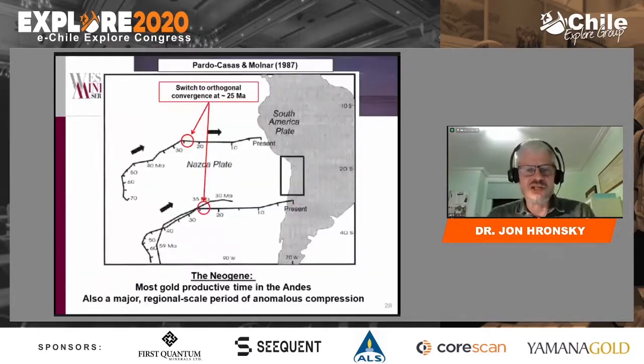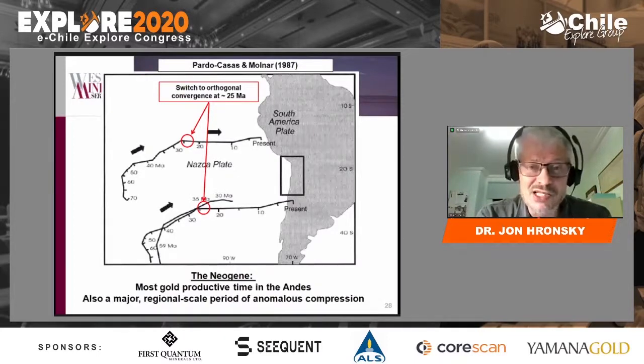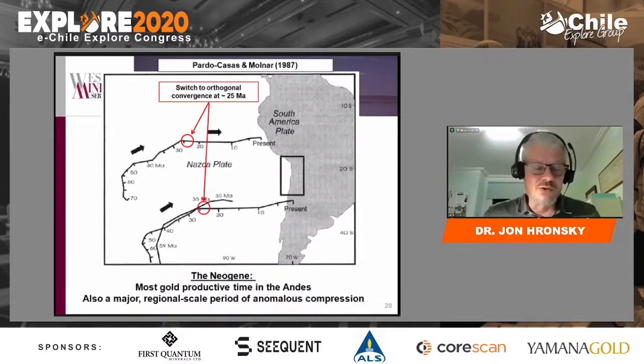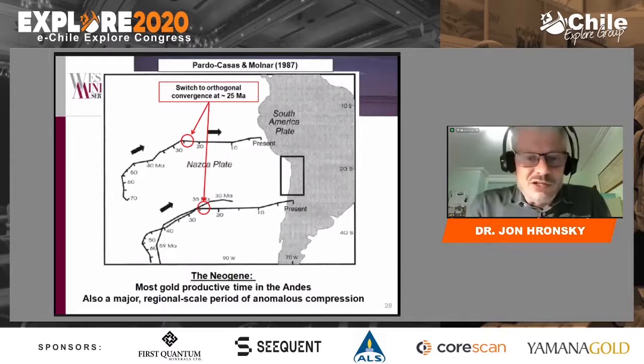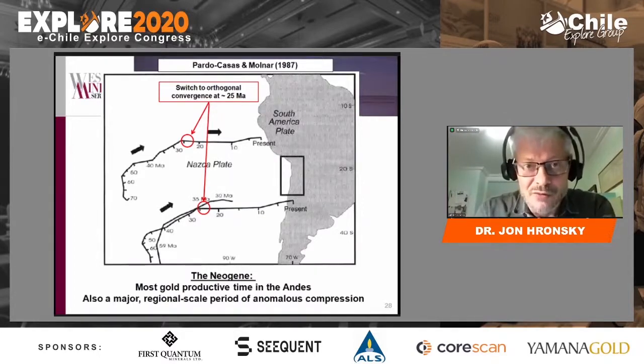The Neogene Andes. As most of you probably know, the Neogene is a particularly gold endowed period in the Andes. Most of the significant gold deposits do occur in the Neogene. And what happened in the Andes in the Neogene? Well, we saw a significant change in the geodynamics. If we just look at the Nazca plate vectors, we see that there was a switch to orthogonal convergence at about 25 Ma. That, of course, drove things like the strong crustal thickening, the uplift of the Altiplano, et cetera, but it also provided a favorable context for gold mineralization.